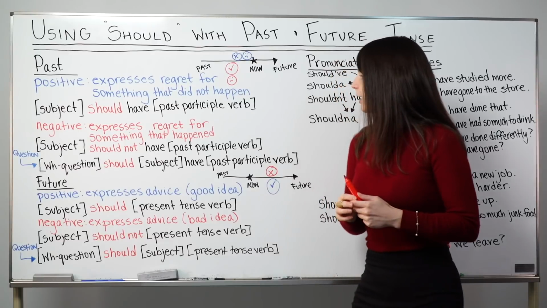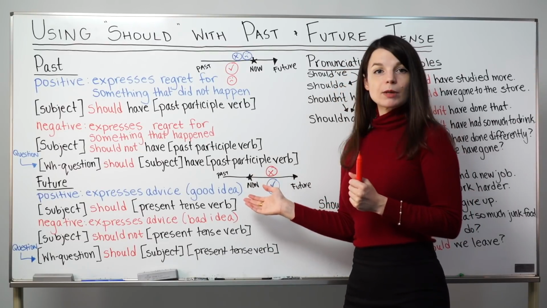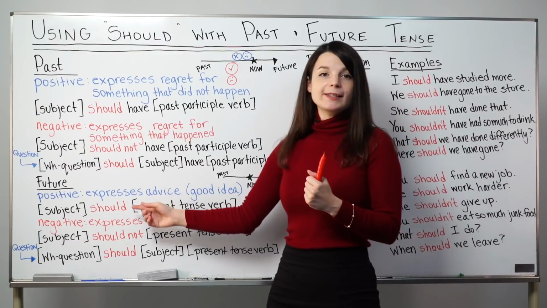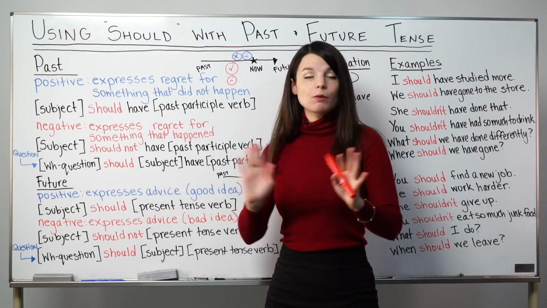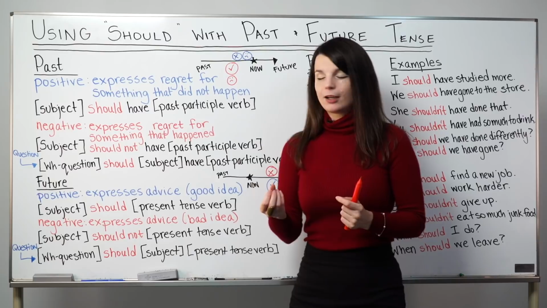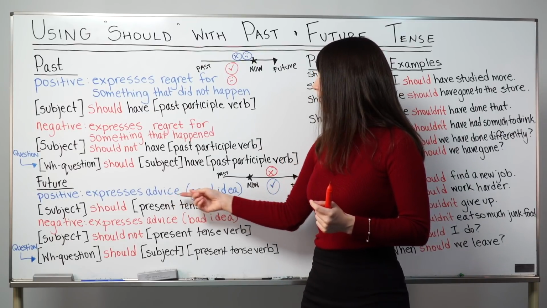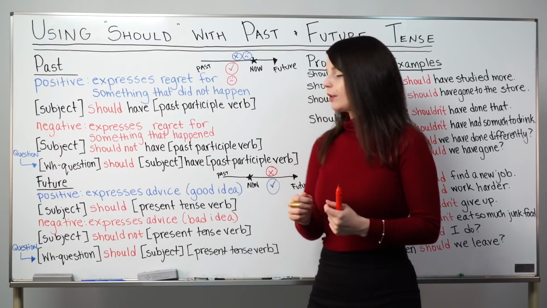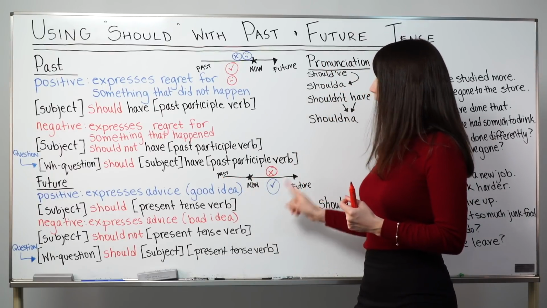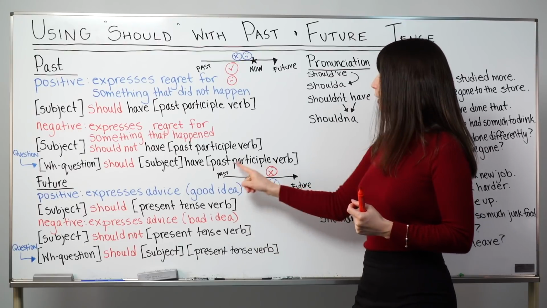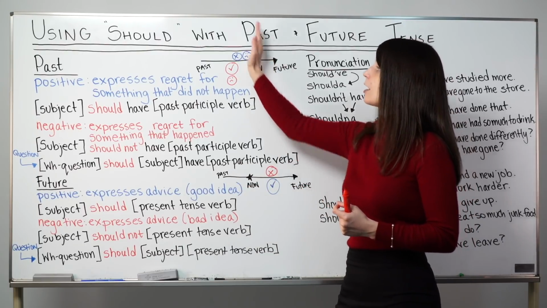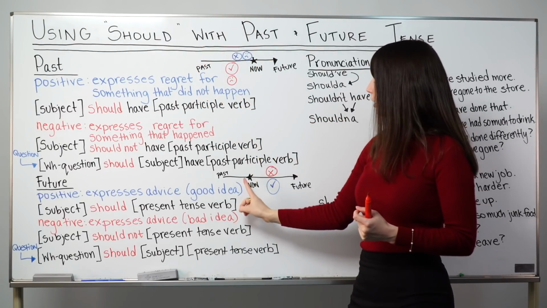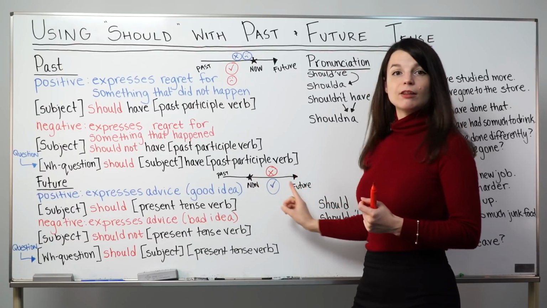So let's begin again with positive statements. So when we make a positive statement with should, we're expressing advice actually. So we don't have that regret feeling here. We're expressing advice and the speaker thinks this advice is a good idea. So again, to visualize it, here we're looking at a different point in time. With the past, we were talking about something that finished or something that did not happen. Here, we're talking about an action in the future.